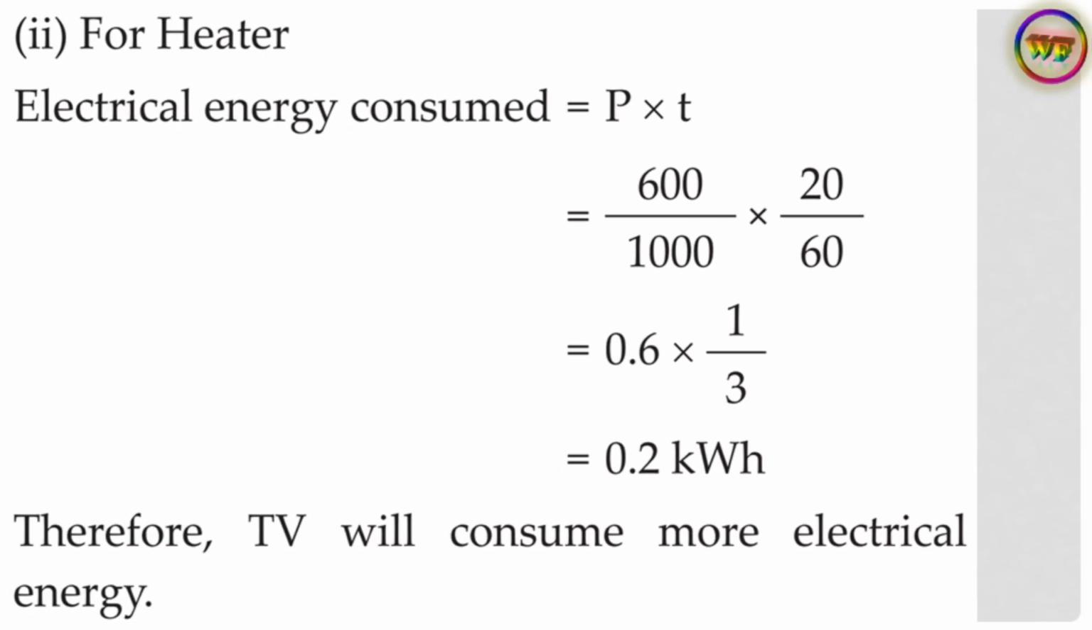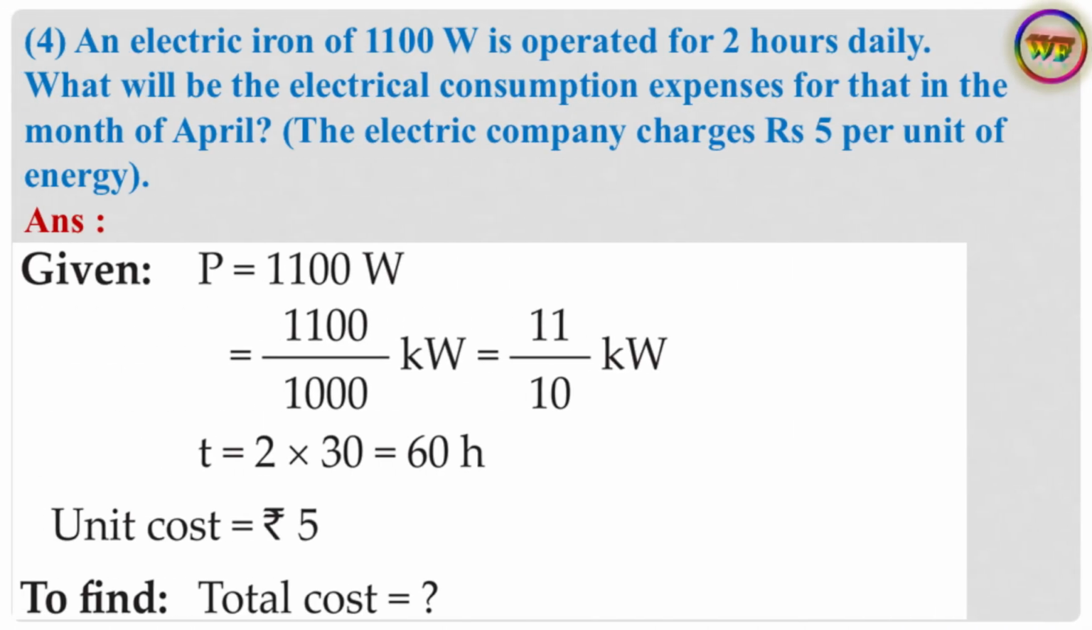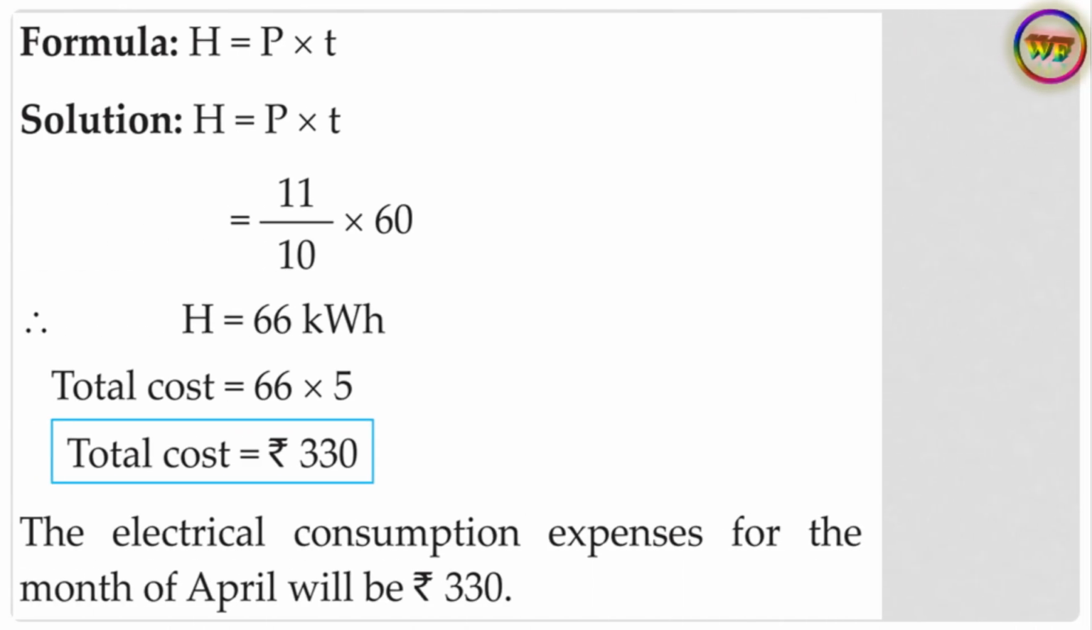Continuation of the answer. Sub-question 4. An electric iron of 1100 watts is operated for 2 hours daily. What will be the electrical consumption expenses for that in the month of April? The electric company charges 5 rupees per unit of energy. The answer is given directly. Continuation of the answer.